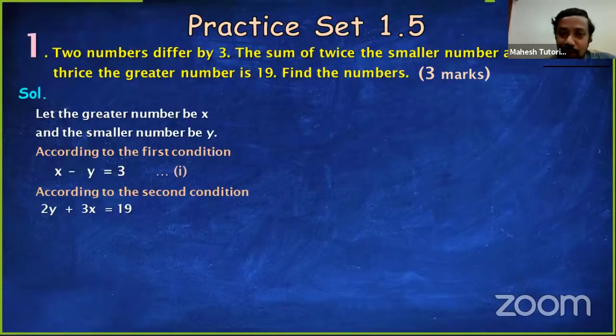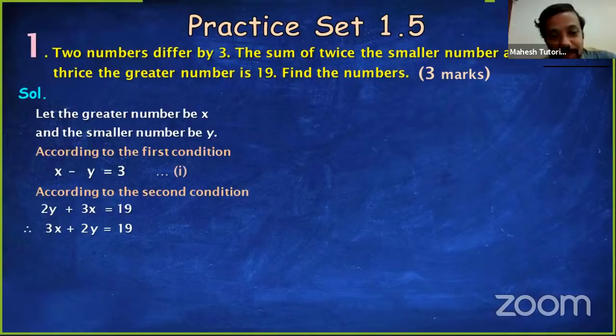So between x and y we always keep the x term first and the y term later. So let us arrange it accordingly. So we'll write 3x plus 2y equal to 19. Now tell me students, is this equation present in its basic form? Yes, because the alphabets are on the left hand side and the constant is on the right hand side. So let us number it as equation number 2.